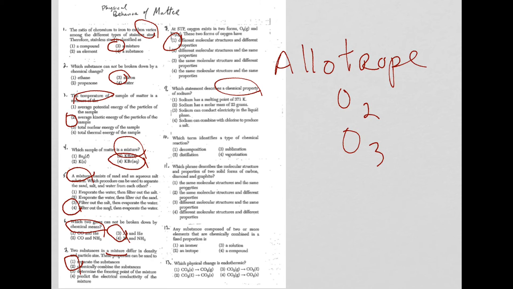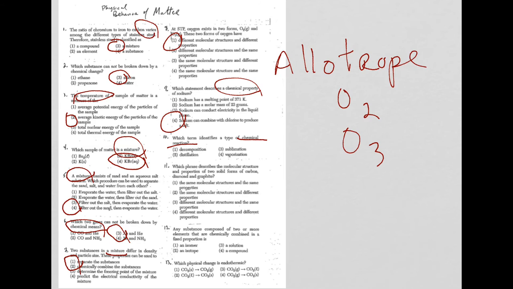Speaking of properties, look at number 9, which statement describes a chemical property. Of course, you need to know a chemical property versus a physical property. With a chemical property, this is all about reactions, and, of course, producing new substances, breaking bonds, and new bonds forming. So, number 9.